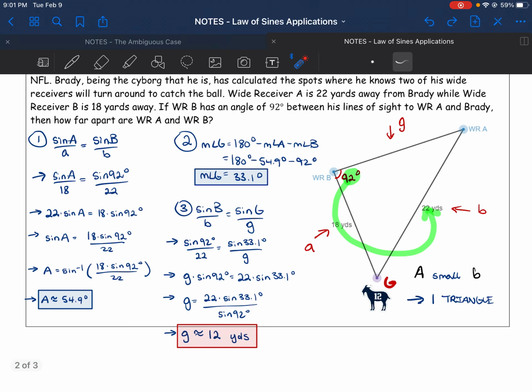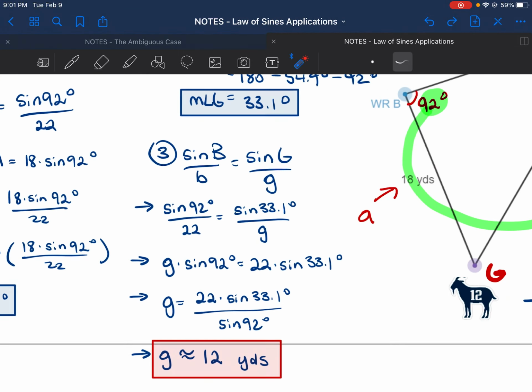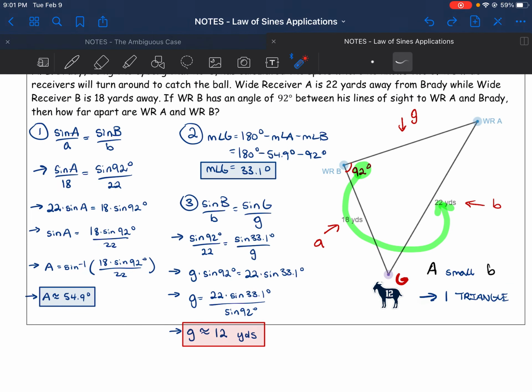I set up the ratio as sine of angle B over B equals sine of angle G over G. The reason I'm using side B and angle B is because it's the information that we were given originally, and that information hasn't been rounded. It makes the problem a little more accurate for you. So using that information in combination with angle G that we just found to be 33.1 degrees, this is the equation we get set up. Again, we're going to cross multiply. We get G times the sine of 92 degrees equals 22 times the sine of 33.1 degrees, and that's going to be about 12 yards. So the distance between wide receiver A and wide receiver B is about 12 yards.